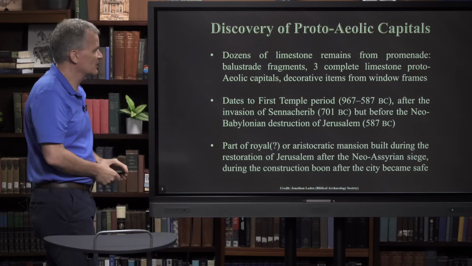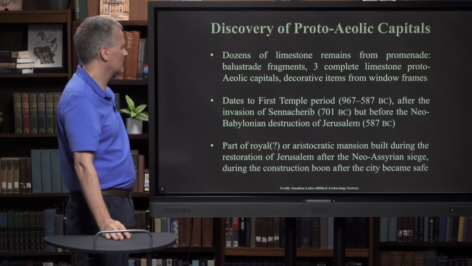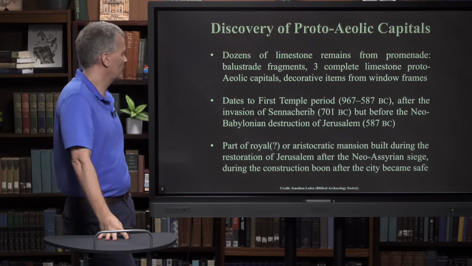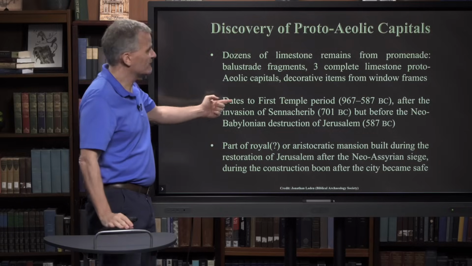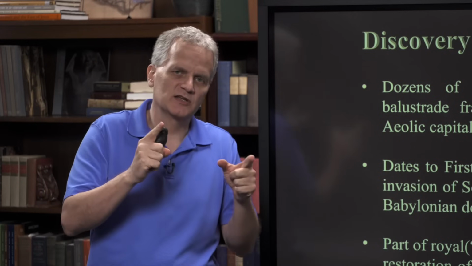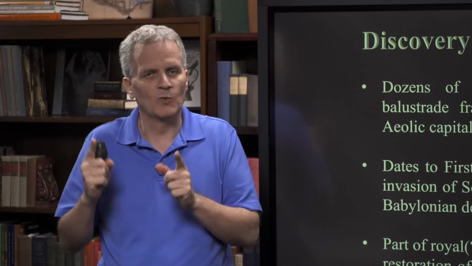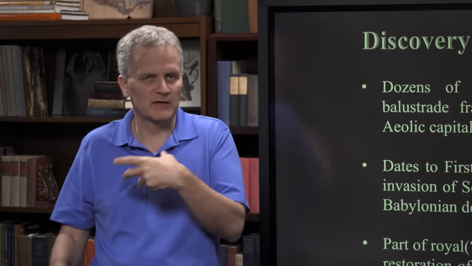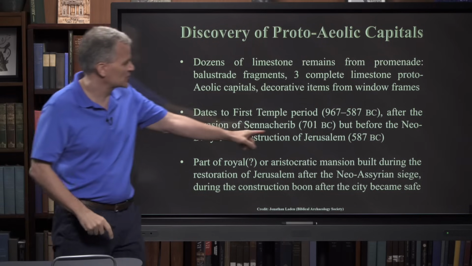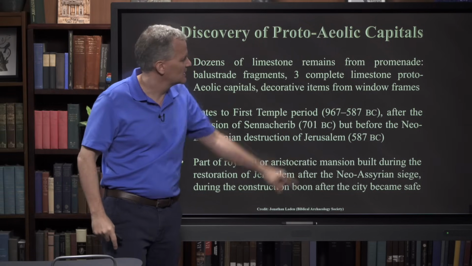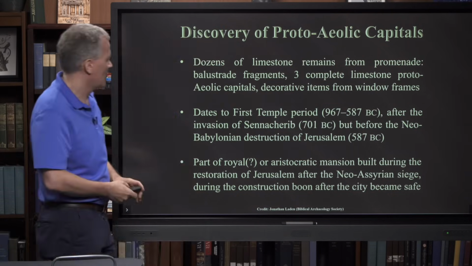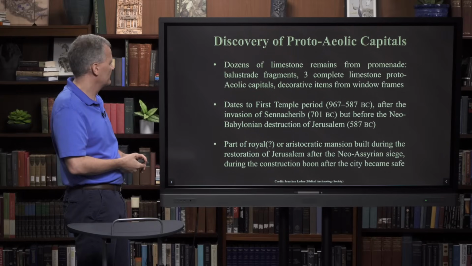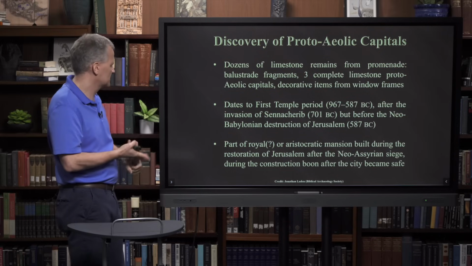So dozens of limestone remains from the promenade include balustrade fragments, 3 complete limestone Proto-Aeolic capitals, decorative items from window frames, and other things that were discovered. So these date to what's called the First Temple period. And again, Solomon is the constructor, or his work crew. They were the ones who constructed what's called the First Temple, sometimes called the Solomonic Temple. And the beginning of the construction on the temple took place in 967 BC, and that temple stayed in existence all the way until 587 BC, at the time of the Neo-Babylonian invasion and destruction of Jerusalem and the temple.